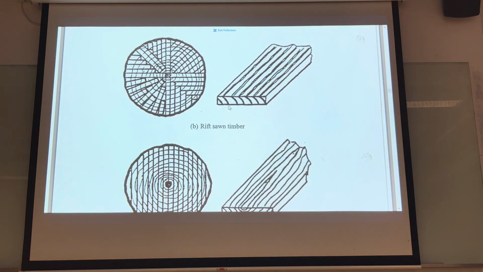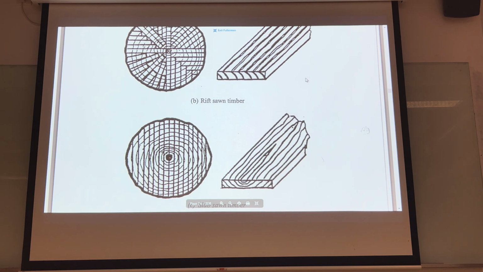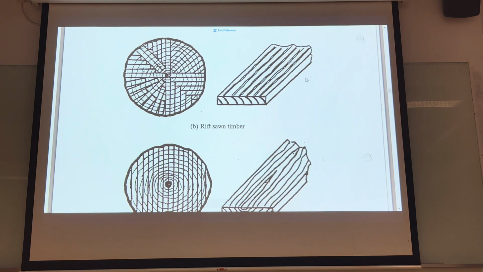Then you all must know how to draw this one. Rift cut. You have a grain pattern like that, right? And then the saw cut will have a grain pattern like that. Understand? Yes. One question, right?